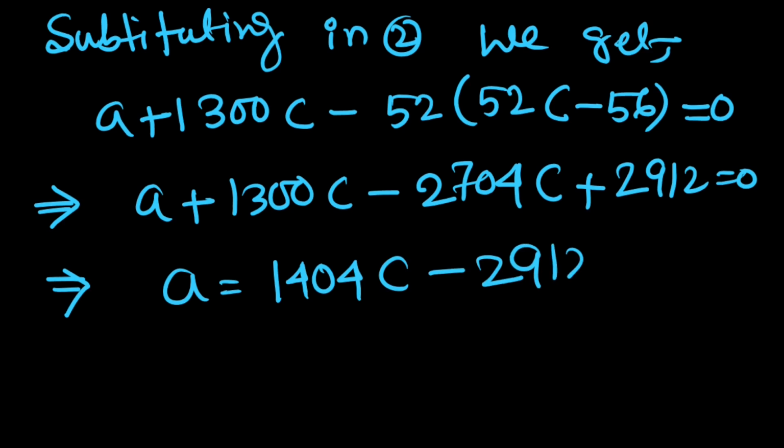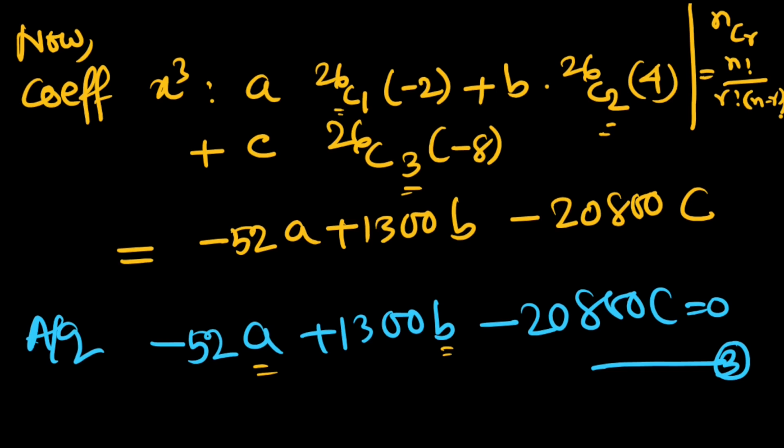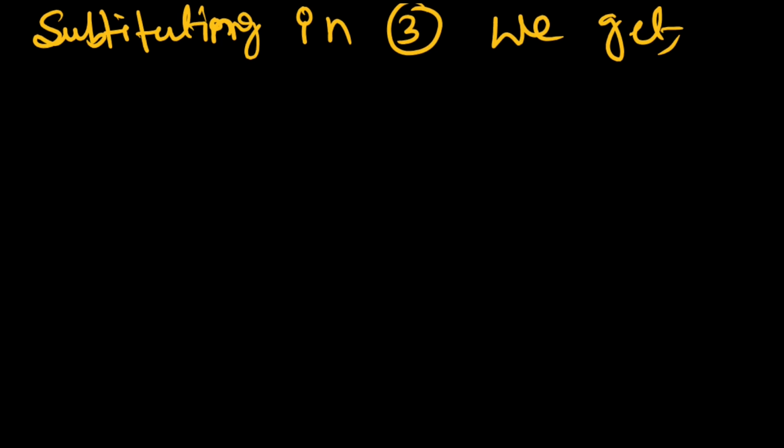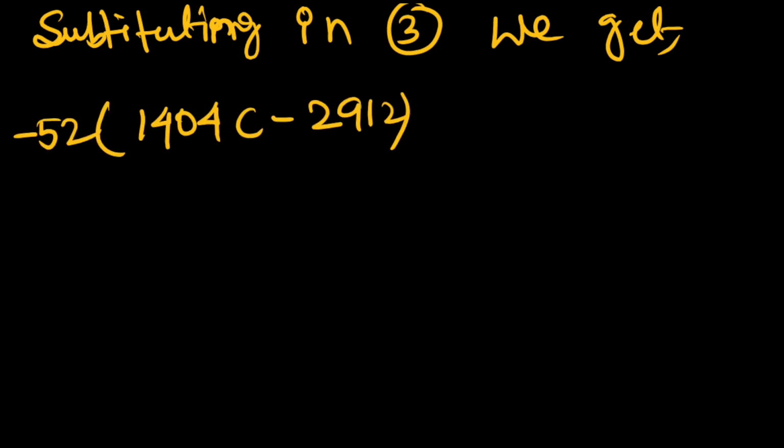Now number 85. Now we get the value of b in terms of c, also a in terms of c. Now we put the values of a and b here, and the total expression will be in terms of c. Therefore, substituting the values in equation 3, we put the value of a first: minus 52, a value is 1404c minus 2912, then 1300, then we put the value of b: 52c minus 56.